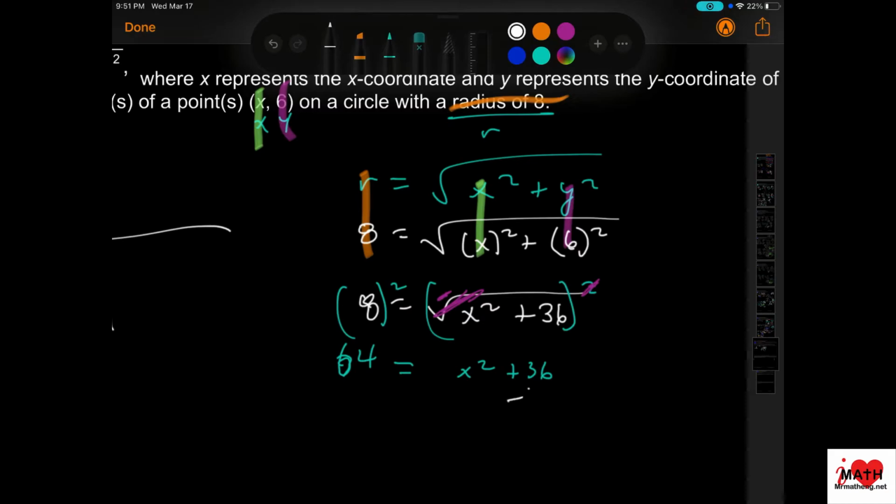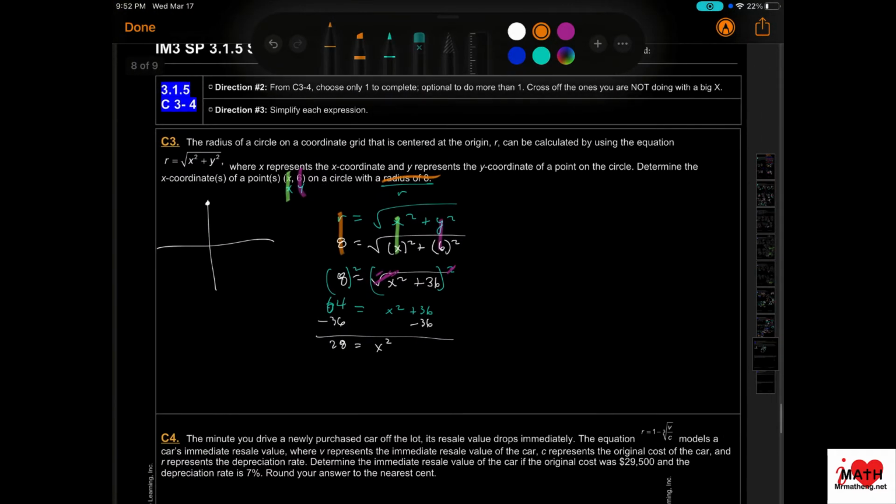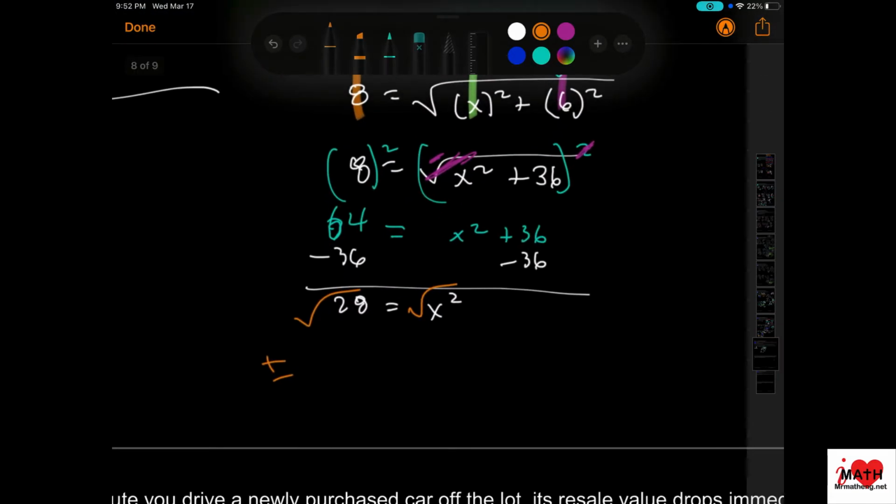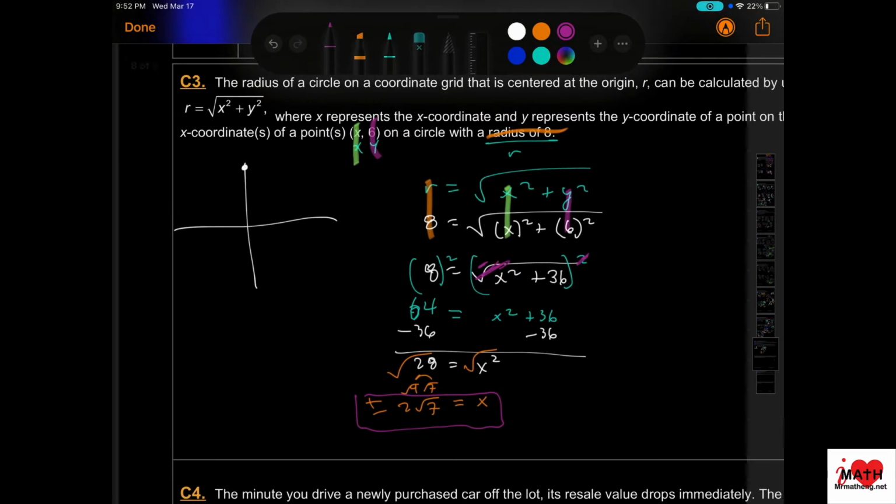And subtract 36. I'm going to solve this by the square root method, so 64 minus 36 is 28. And remember, every time you take the square root, you're going to have plus or minus. They call that the principal root. Or we want both, actually positive and negatives in this case. So this would be 4 and 7. So that would be 2 radical 7. So x would represent 2 radical 7.